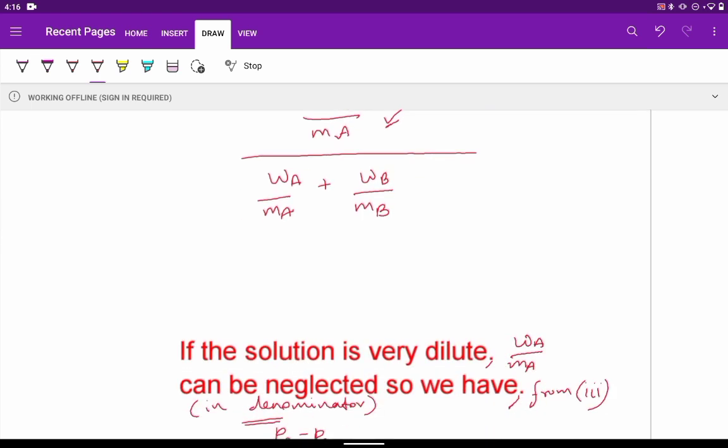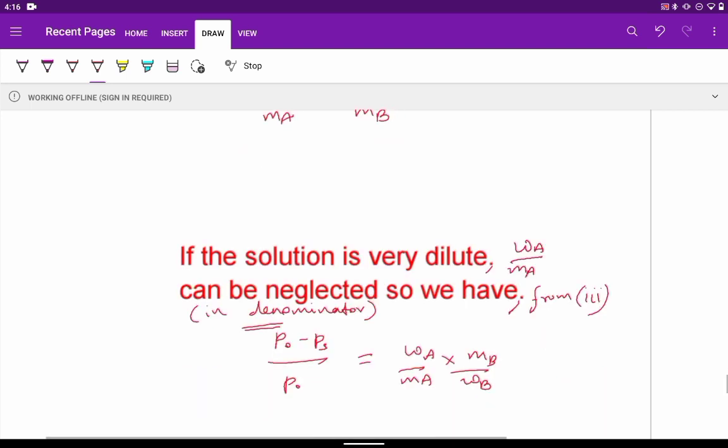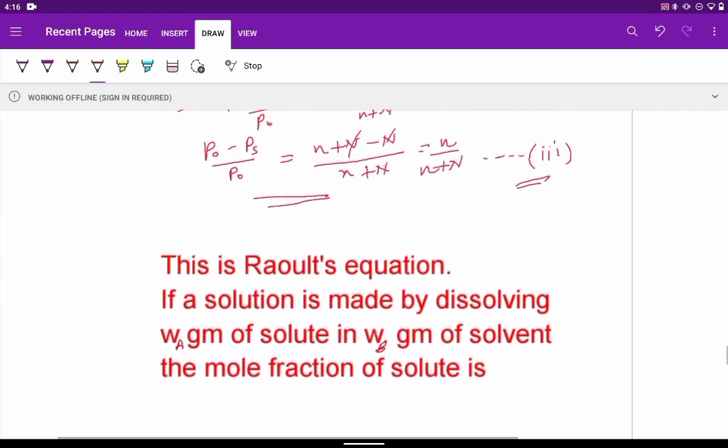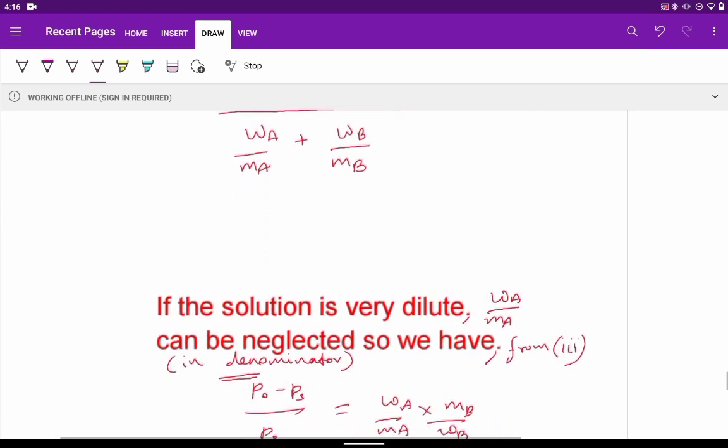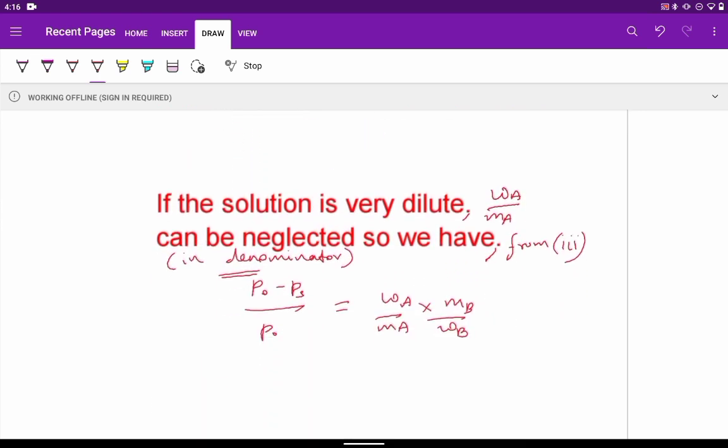In case the solution is very dilute, in the denominator we can neglect WA by MA, that is small n. So by neglecting WA by MA in equation number 3, we go back to equation number 3. In this equation, in the denominator small n can be neglected, so it will be small n by capital N, that is WA by MA divided by WB by MB. When we divide, it is multiplied by its reciprocal. So finally what we get, P0 minus PS by P0 equal to WA by MA into MB by WB.